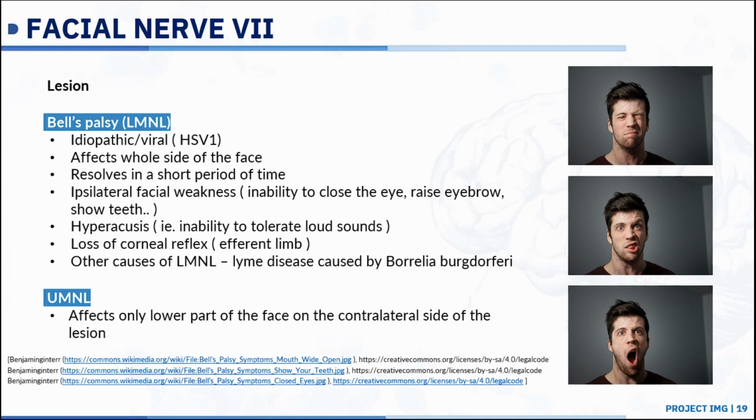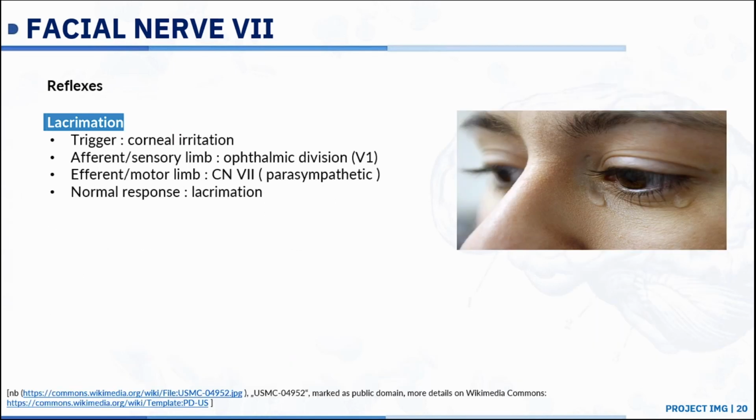Hyperacusis, i.e., inability to tolerate loud sounds, loss of corneal reflex, efferent limb. Other causes of LMNL: Lyme disease caused by Borrelia burgdorferi. A UMNL affects only the lower part of the face on the contralateral side of the lesion.